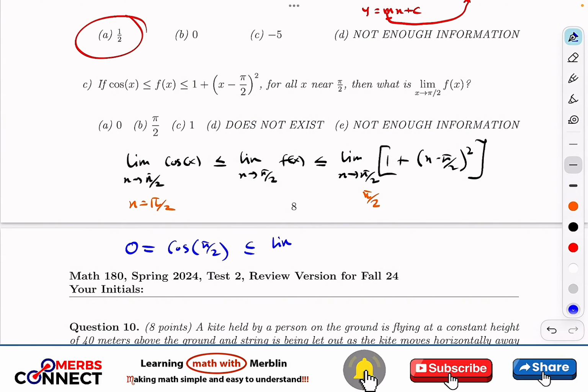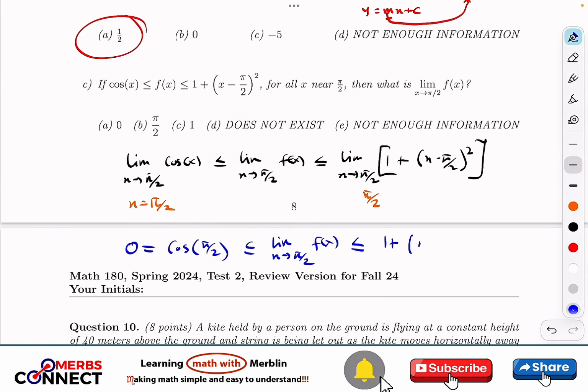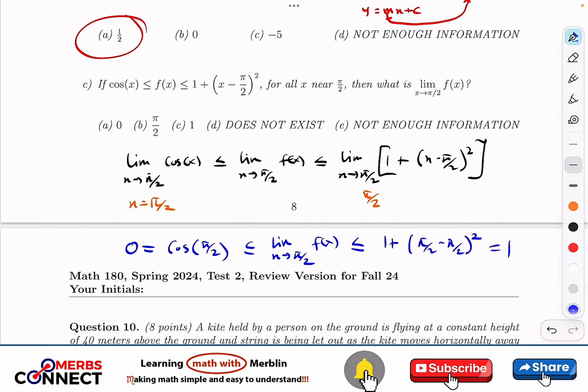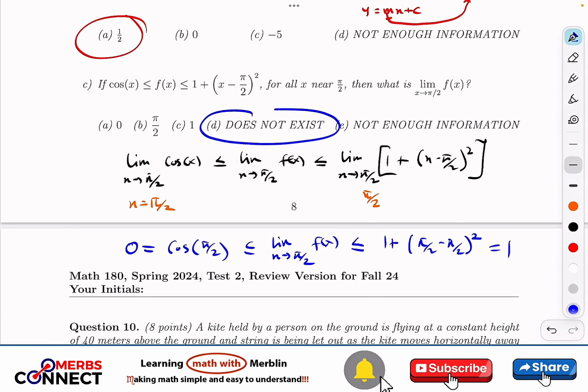The limit as x approaches pi on 2 of f of x, for the second piece. When I plug this one in, I'm going to have 1 plus pi on 2 minus pi on 2 squared. Now pi on 2 minus pi on 2 is going to be 0, so it's going to be 1. So the left is 0, the right is 1. So the limit does not exist. The best option to choose here is the limit does not exist, because the left and the right are not the same.